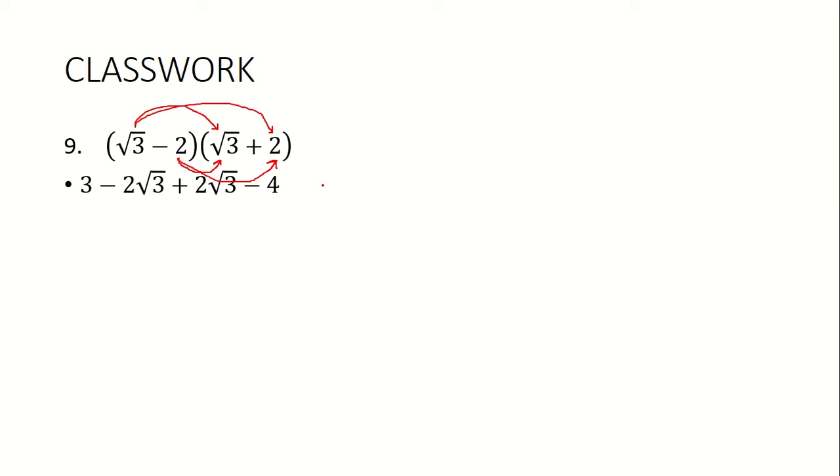You could have just said square root of 3 times square root of 3, it'll give you 3, okay? Square root of 3 times square root of 3 is 3, and negative 2 times positive 2 will give you 4. However, if you FOIL out, it will give you this long method, okay?